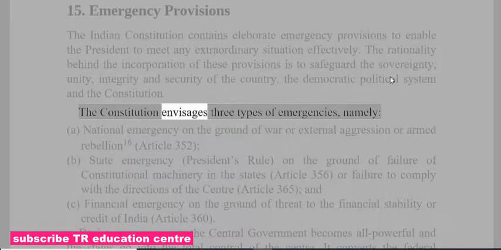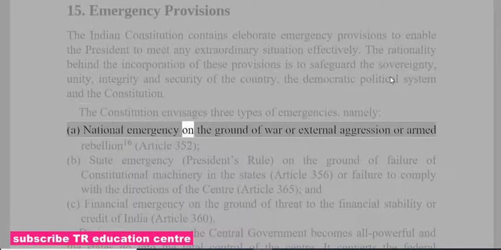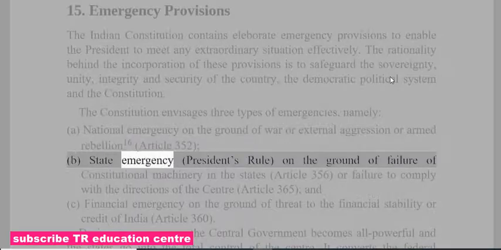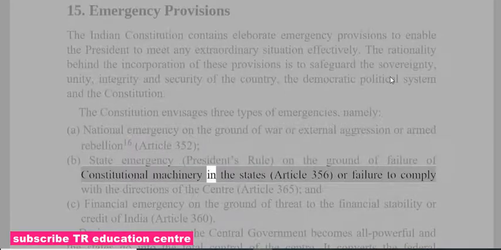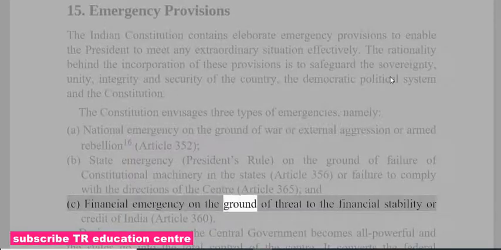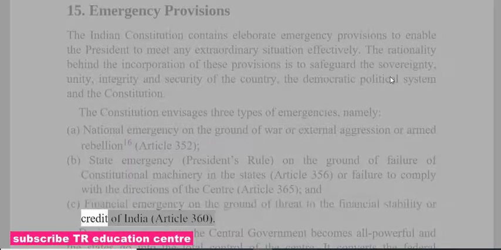The Constitution envisages three types of emergencies, namely: a. National emergency on the ground of war or external aggression or armed rebellion, Article 352; b. State emergency, President's rule, on the ground of failure of constitutional machinery in the states, Article 356, or failure to comply with the directions of the centre, Article 365; and c. Financial emergency on the ground of threat to the financial stability or credit of India, Article 360.